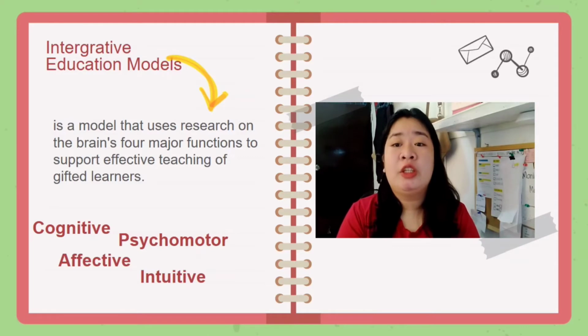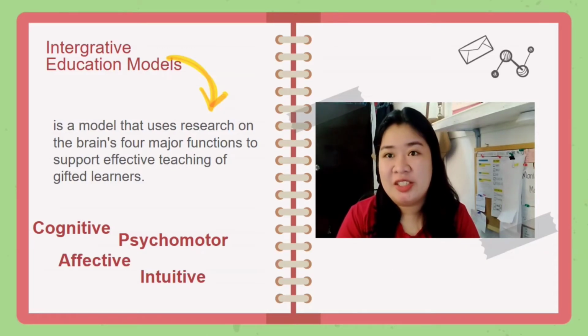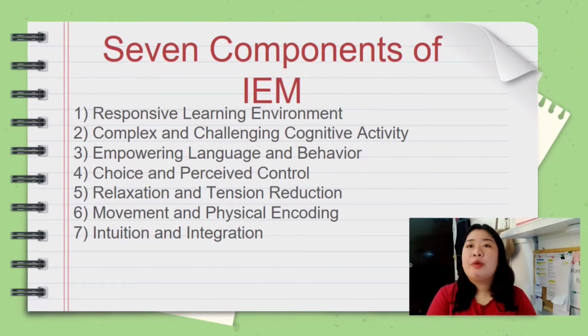It is also key to teach students through all of the major functions in order for that student to reach their full potential. The IEM, or the Integrative Educational Model, has 7 components. First is the responsive learning environment. Second is the complex and challenging cognitive ability. Third is empowering language and behavior. Fourth is choice and perceived control. Fifth is relaxation and tension reduction. Sixth is movement and physical encoding. And seventh is intuition and integration.